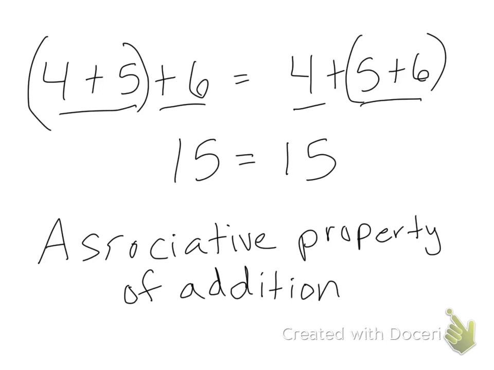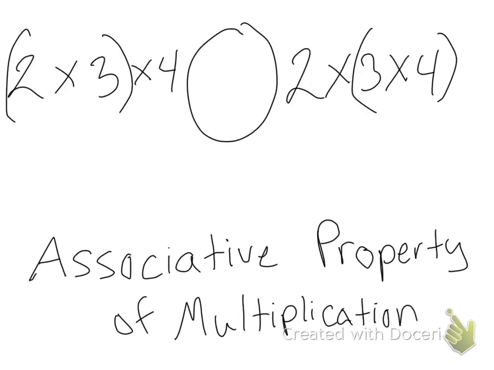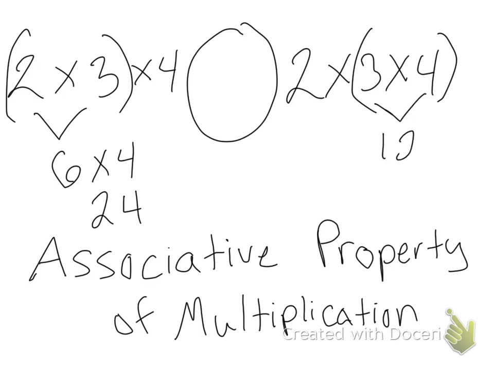This is called the associative property of addition. I can group numbers in any way and get the same answer. The associative property also applies to multiplication, but it does not apply to subtraction or division. So here we have the associative property of multiplication. I'm just grouping and deciding what to multiply first. Here I have 2 times 3 equals 6 times 4 is 24. And over here I'm going to multiply 3 times 4 first, which is 12, and then 2 times 12 is 24. So 24 equals 24.